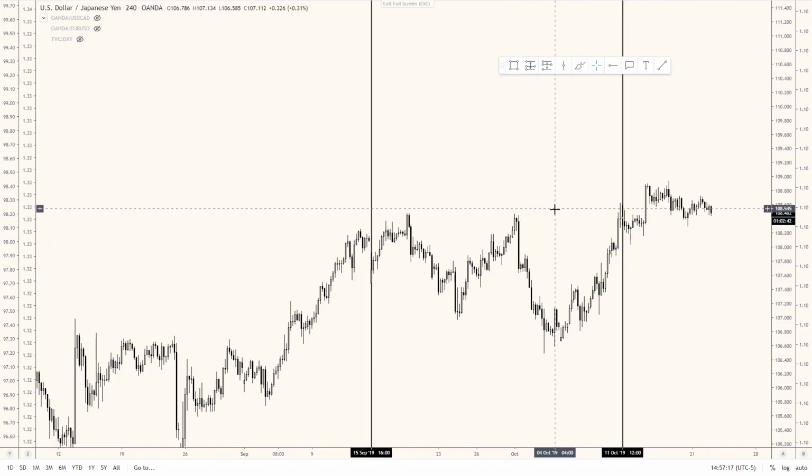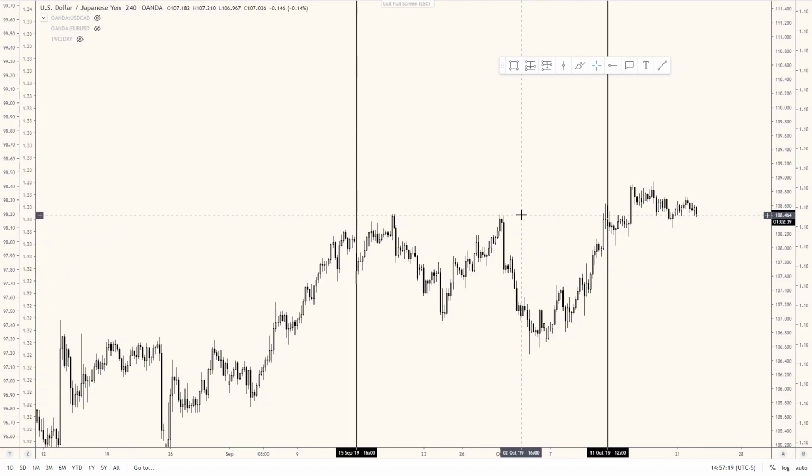So that's all I'm doing with that, I'm just marking out my range of the previous week, and I like to do that on the 4-hour. It's just a lot cleaner for me.